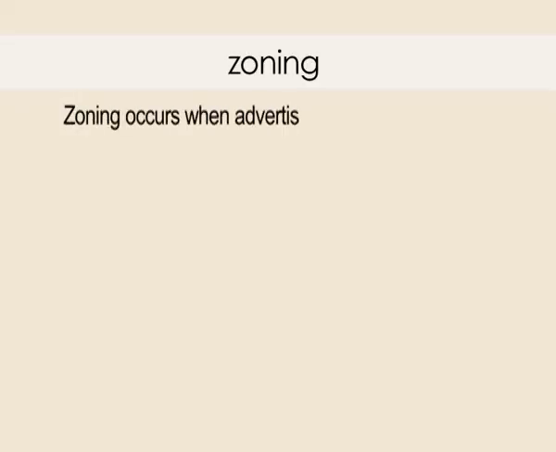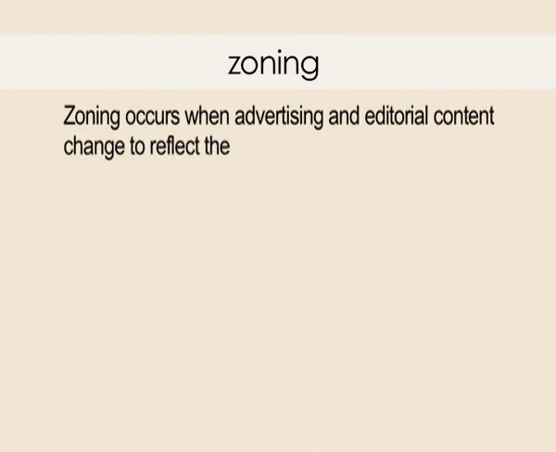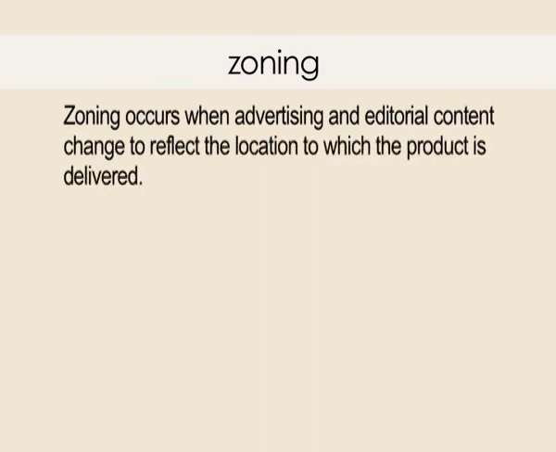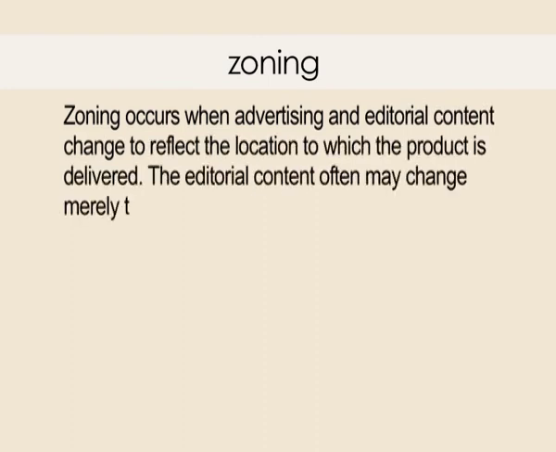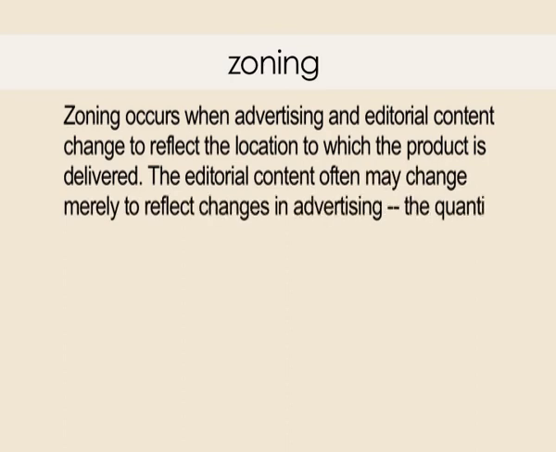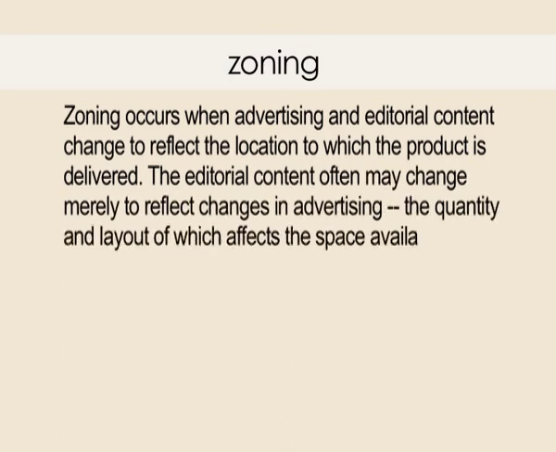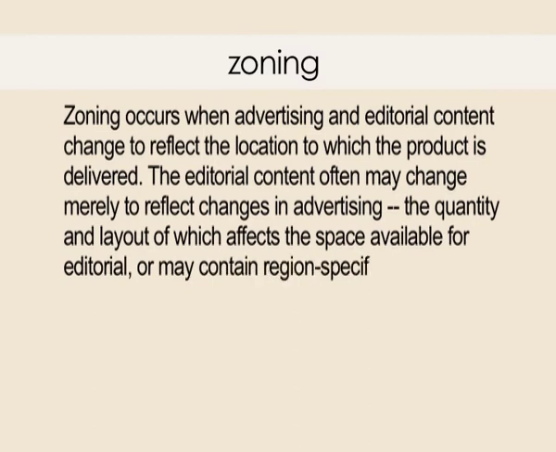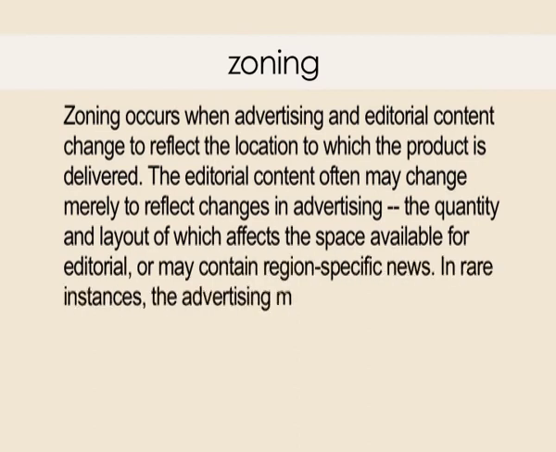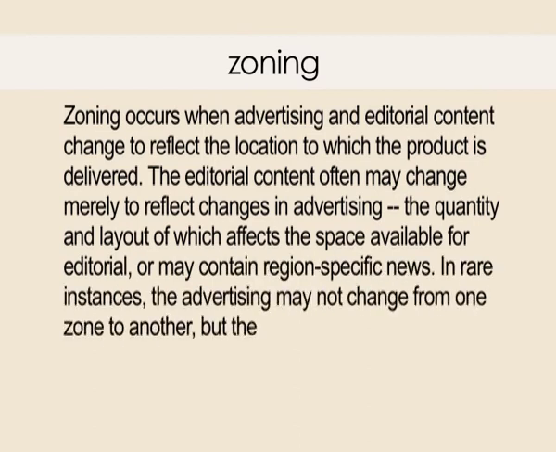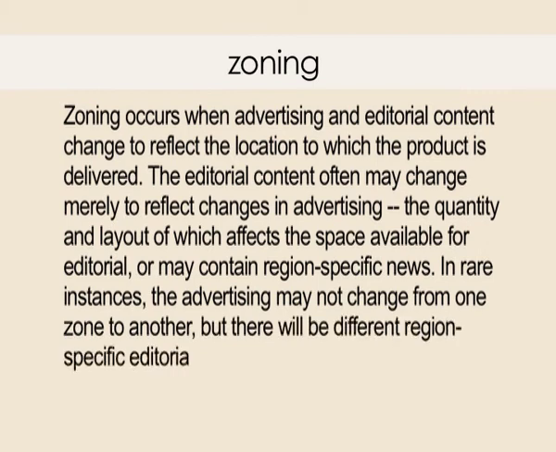What is very important in a newspaper is something called the zoning and the editioning of a newspaper. Now, what is zoning? Zoning occurs when advertising and editorial content change to reflect the location to which the product is delivered. The editorial content often may change merely to reflect changes in advertising, the quantity and layout of which affects the space available for editorial, or may contain region-specific news.